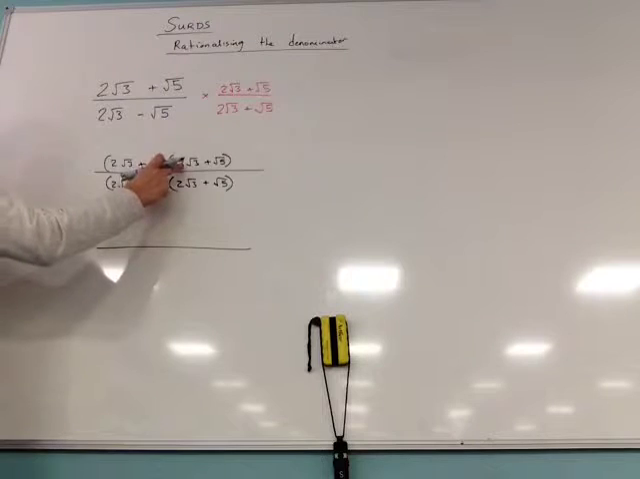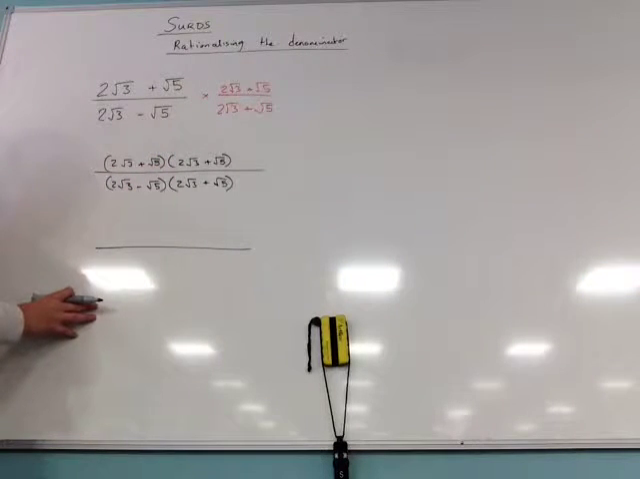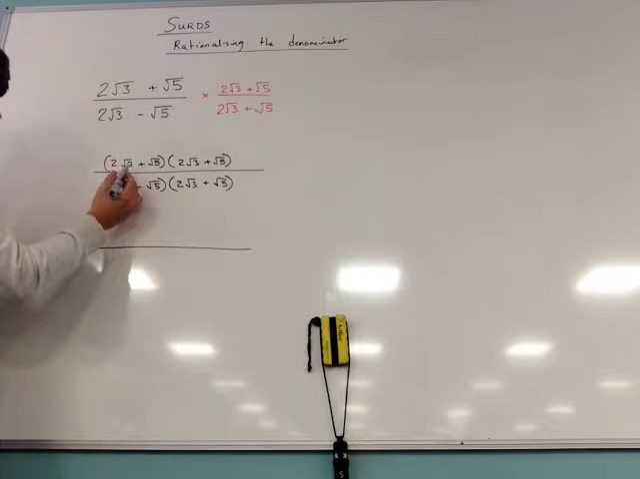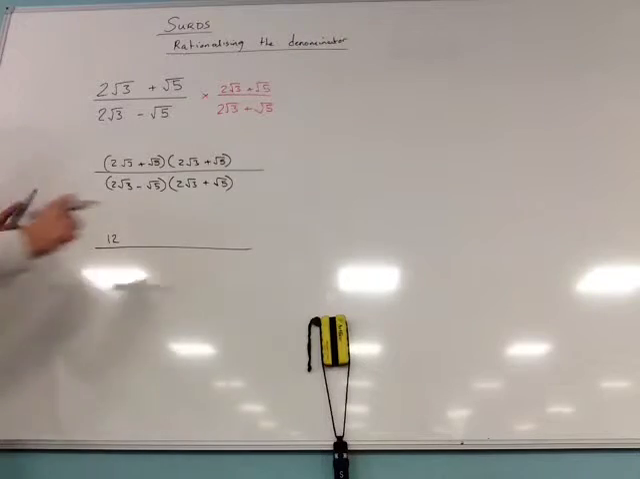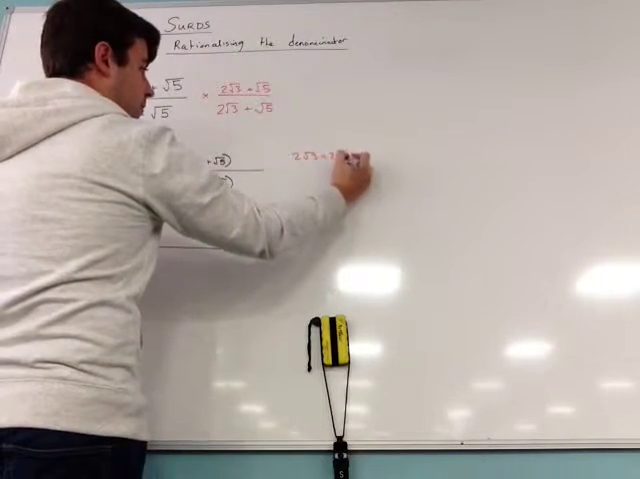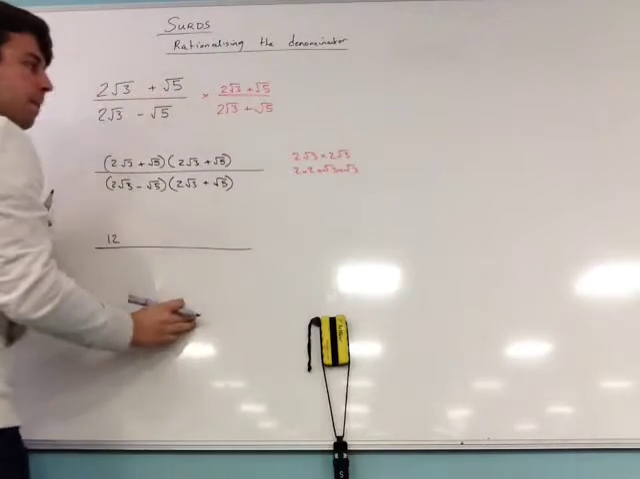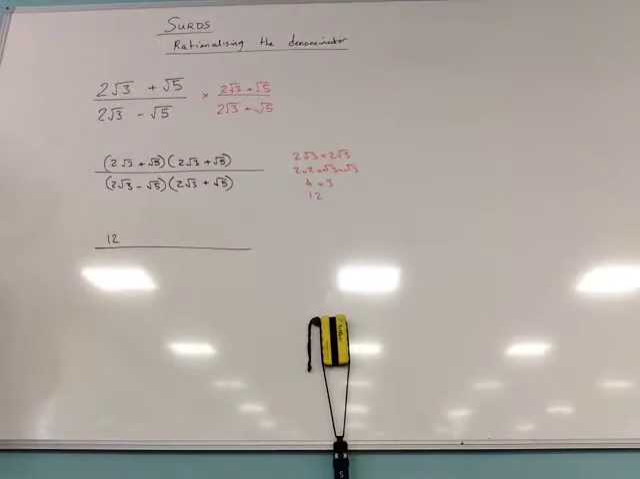2 root 3 multiplied by 2 root 3. Well, 2 times 2 is going to give me 4. And I know root 3 times root 3 is 3. So 4 times 3 is going to give me 12. I'll just write that step here so you can see what I did. 2 root 3 times 2 root 3 is 2 times 2 times root 3 times root 3, which is 4 times 3, which is 12. And that's where that 12 came from. Now let's look at outside.